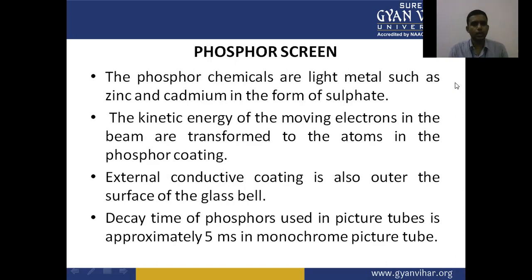Phosphor screen. The phosphor chemicals are light metals such as zinc and cadmium in the form of sulfate. The kinetic energy of the moving electrons in the beam is transferred to the atoms in the phosphor coating. External conductive coating is also on the outer surface of the glass bell. The decay time of the phosphor used in picture tubes is approximately 5 milliseconds in the monochrome picture tube.